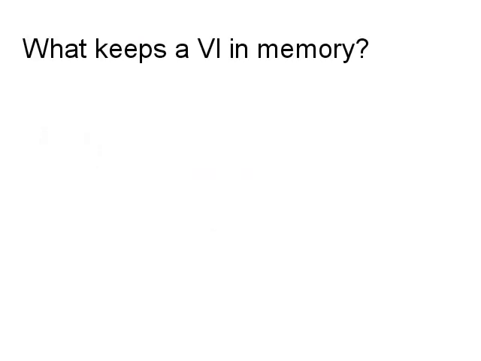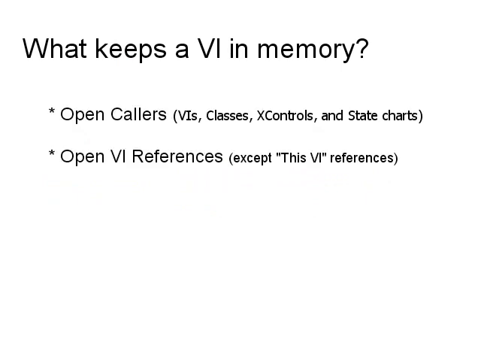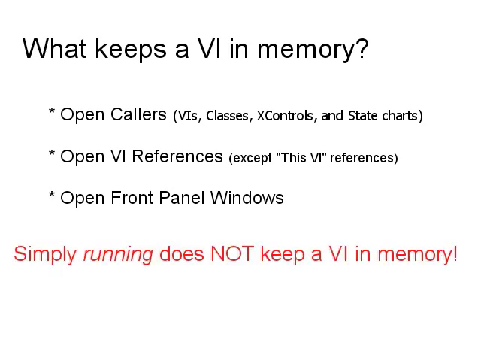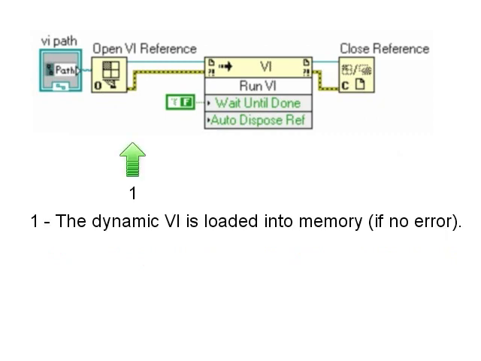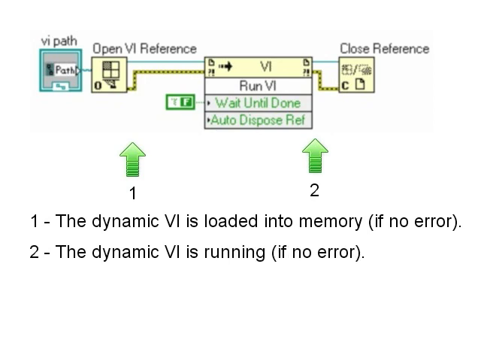There are generally three things that keep a VI loaded in memory: having open callers, open references, or an open front panel. Somewhat counterintuitively, just because a VI is running does not mean it is guaranteed to stay in memory. Let's look at that last diagram again. After the open VI reference completes execution, the dynamic VI will be loaded into memory. After the run VI method completes execution, the dynamic VI is running.